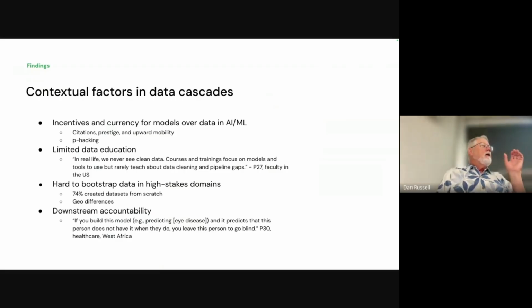So you need to think about all of this and downstream accountability. What I mean by that is how your model, how your AI system is deployed in the real world. The quote here is, if you build this model for predicting eye disease, and it predicts that this person does not have it, you will leave this person to go blind. So a false negative is a disaster. So you need to think about what's the rate of false negatives or false positives if you're predicting something like pregnancy or COVID. Those both have terrible outcomes.